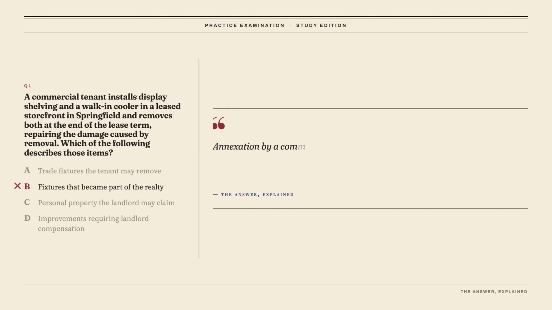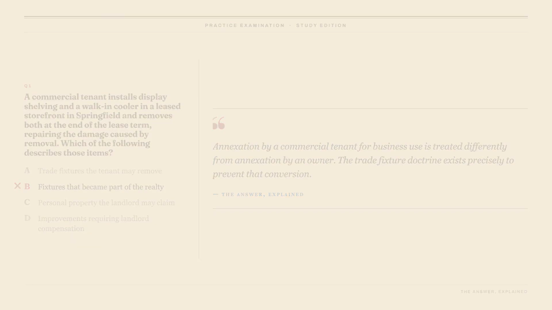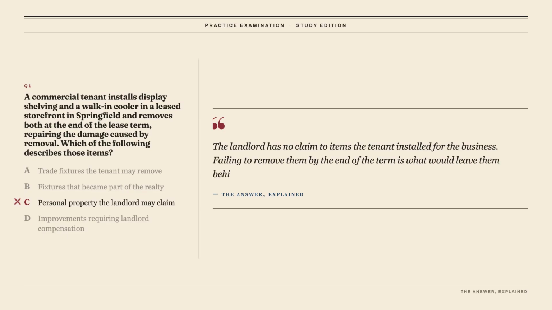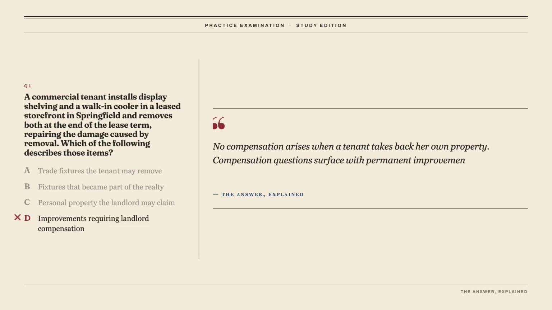B is wrong because annexation by a commercial tenant for business use is treated differently from annexation by an owner. The trade fixture doctrine exists precisely to prevent that conversion. C is wrong because the landlord has no claim to items the tenant installed for the business. Failing to remove them by the end of the term is what would leave them behind. D is wrong because no compensation arises when a tenant takes back her own property. Compensation questions surface with permanent improvements the tenant cannot remove at all.